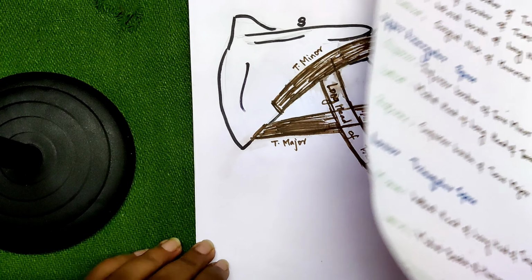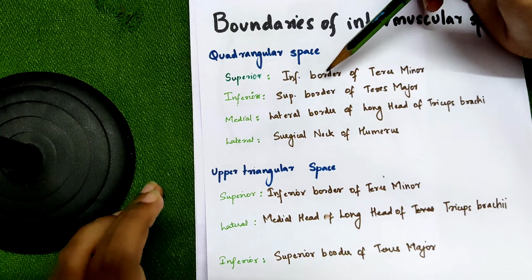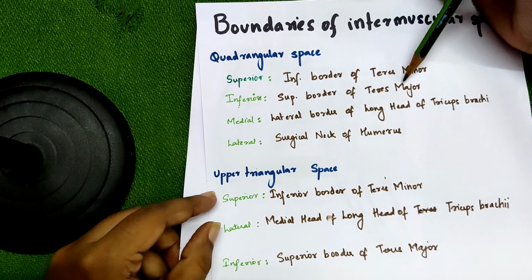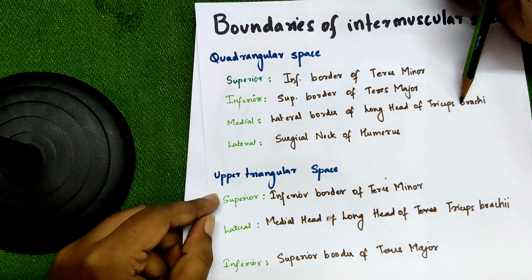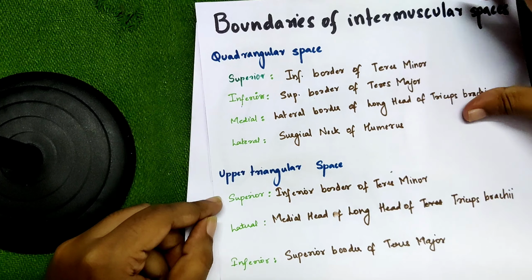So now let's see it. Superiorly it is formed by the inferior border of teres minor, inferiorly the superior border of teres major, medially the lateral border of long head of triceps brachii, and laterally the surgical neck of humerus.